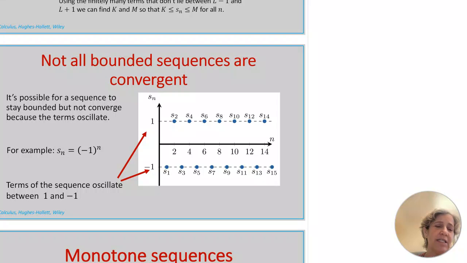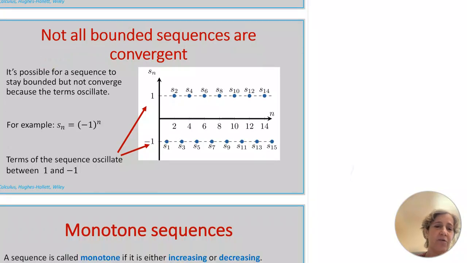Usually bounded sequences that don't converge are sequences that alternate signs. So here's an example. This sequence is bounded. All my numbers are stuck in between 1 and negative 1. So it is bounded. The terms never leave the bounds of 1 and negative 1, but there's no limit because it keeps bouncing back and forth. So just being bounded is not enough to be convergent.